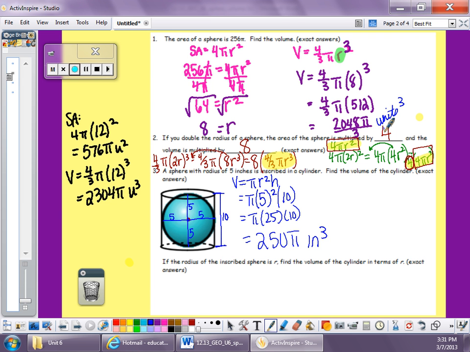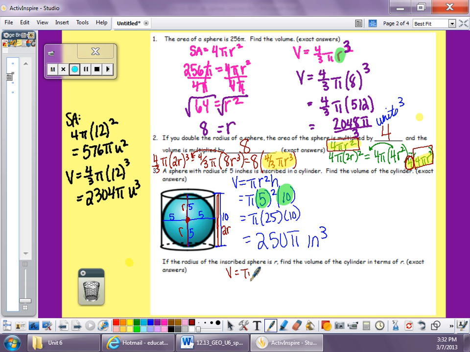If the radius of this inscribed sphere is r, find the volume of the cylinder in terms of r. So really what you're doing is looking back at the previous problem, and instead of actually 5 and 10, you're just going to use r. So I know that from here to here is r, and from here to here is r. So my new height from here to here is 2r. 5 is r, and 5 is r. So if this was 10, you added 5 and 5 to give you 10. So I add r and r to give me a height of 2r.